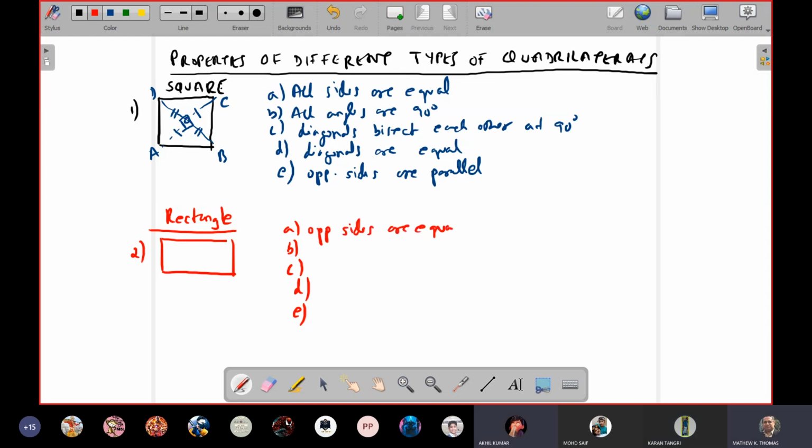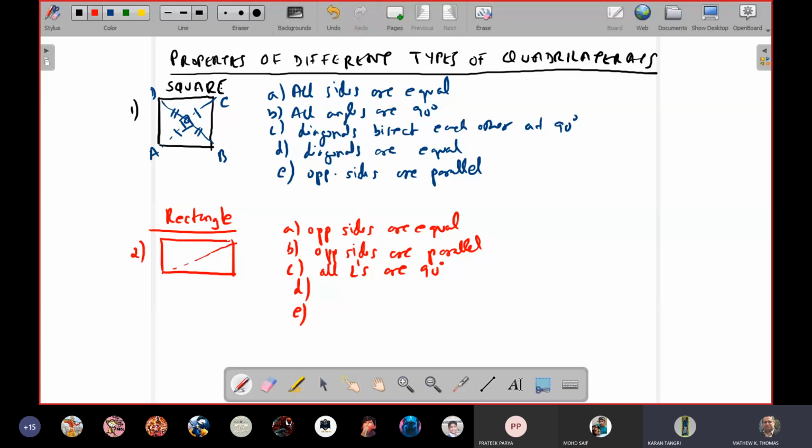Very good. What else? Opposite sides are parallel. All angles are right angles. Opposite angles of a rectangle are also equal. Why not all angles? So all angles are right angles. Yes, all angles are equal. All angles are 90 degrees.